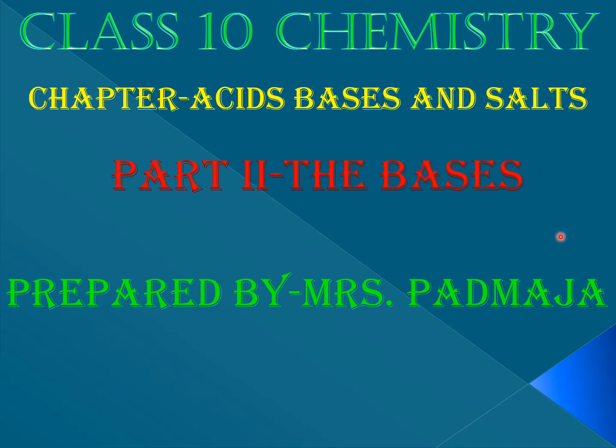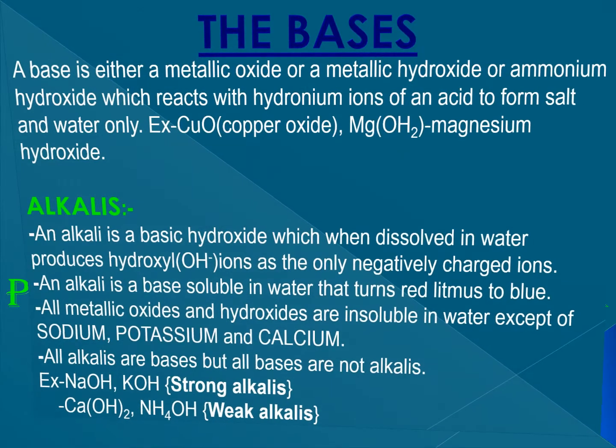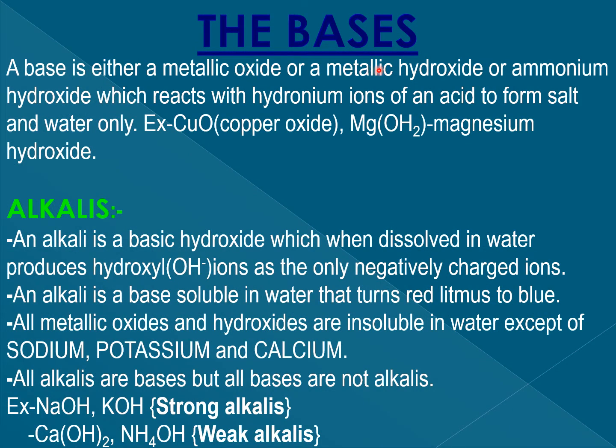Now let us define what is a base. Hydroxides and oxides of metals which react with hydronium ions of an acid to form salt and water only are called bases. Example, copper oxide is a base. Magnesium hydroxide is also a base. As I told you, metallic oxides and hydroxides are called bases. They react with hydronium ions of an acid to form salt and water.